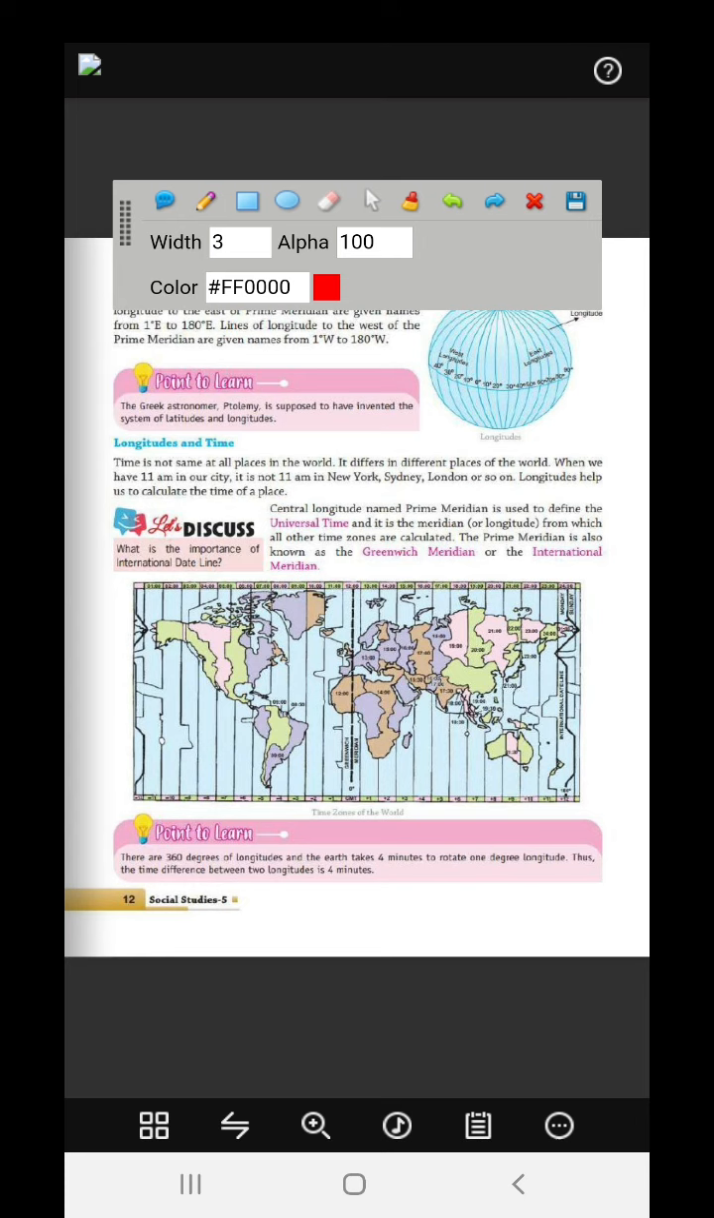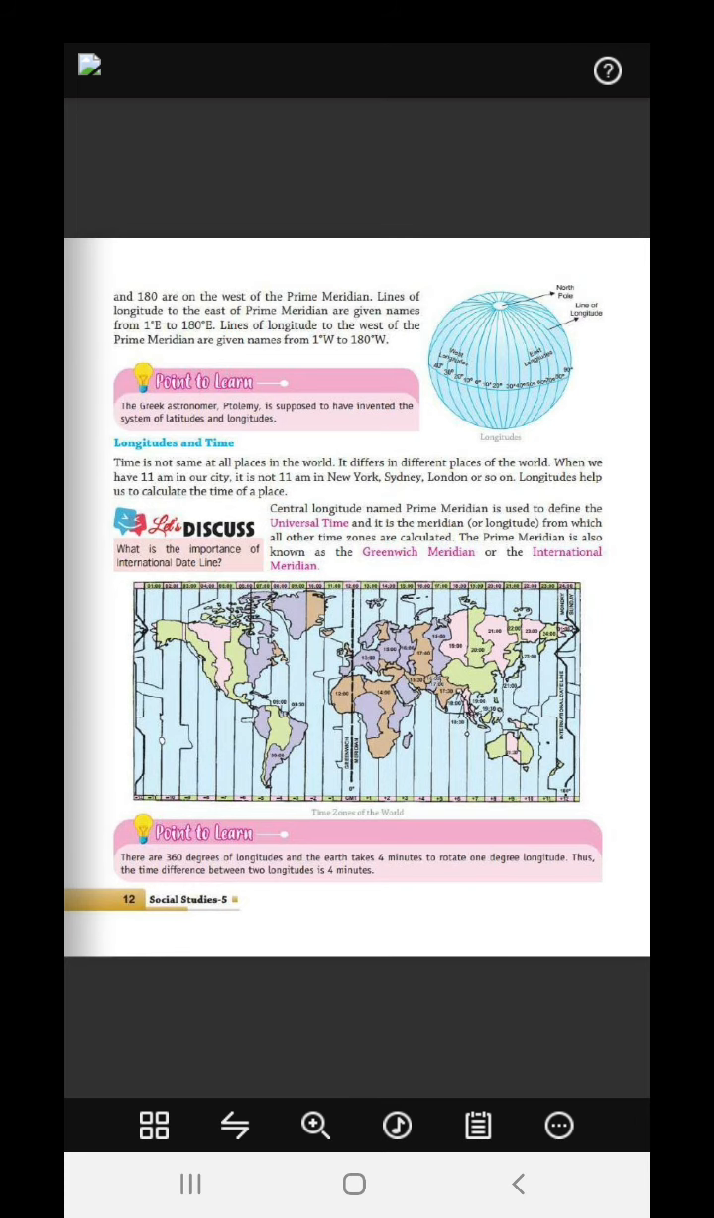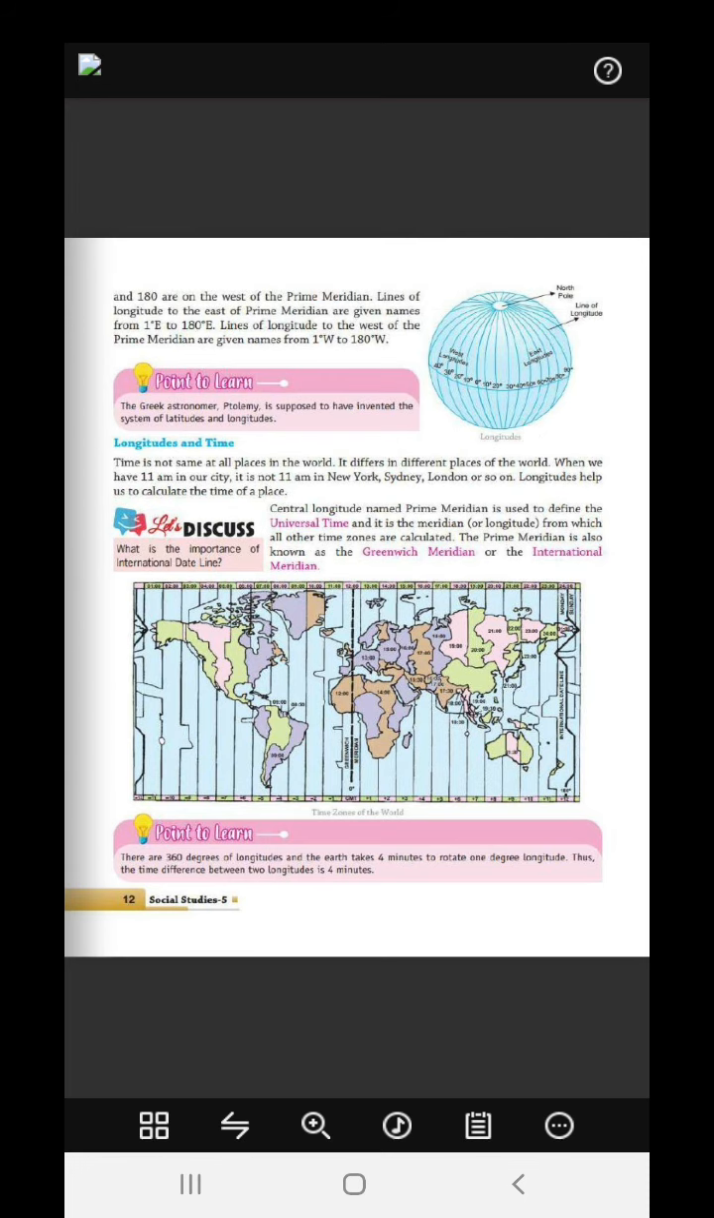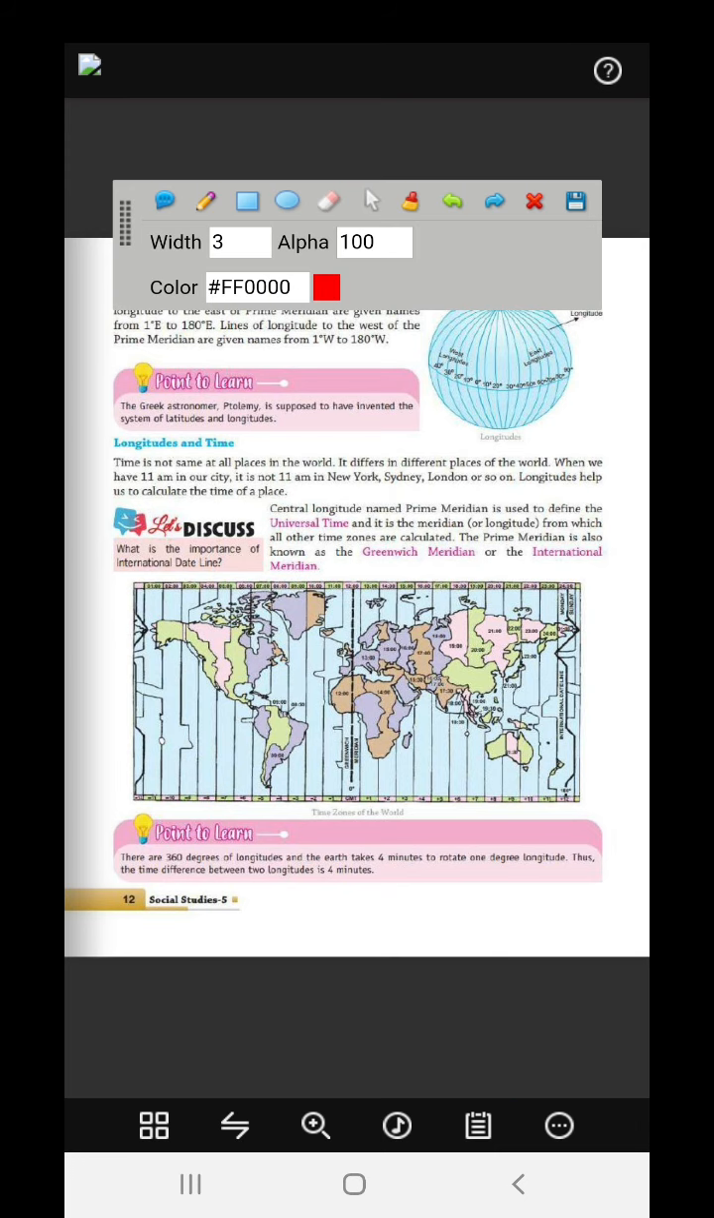Now check over here. Here you see many lines. So these are in the east and these are in the west. So this one, the 0 degree, divides the earth into two halves, and therefore these are given names from 1 degree east to 180 degree east and 1 degree west to 180 degree west.